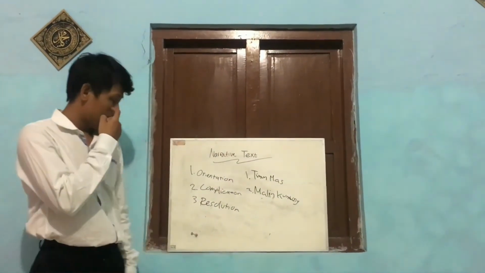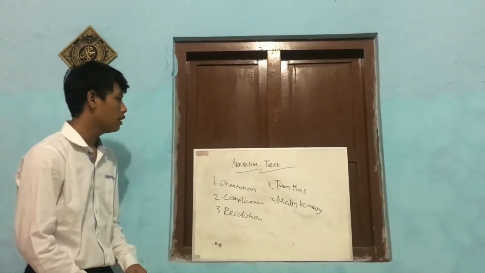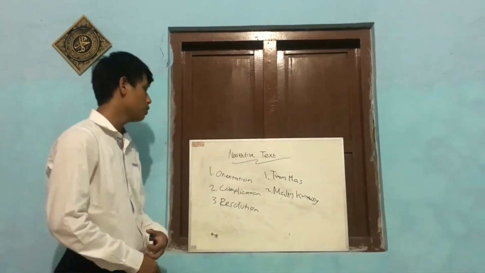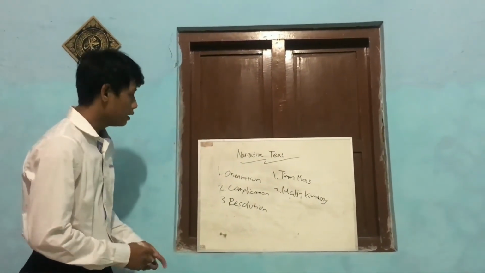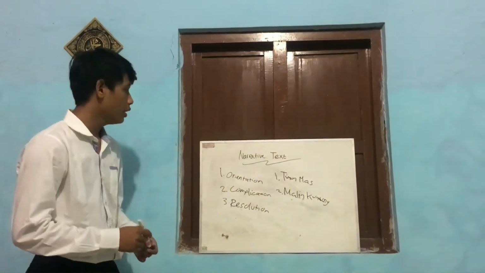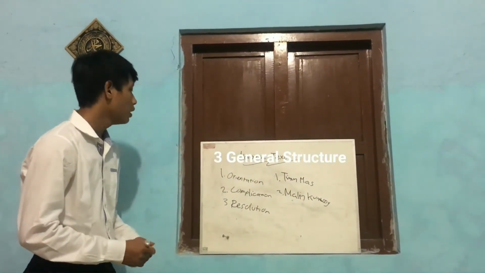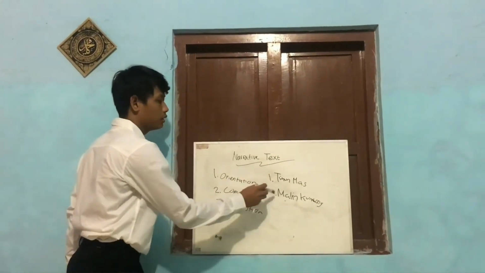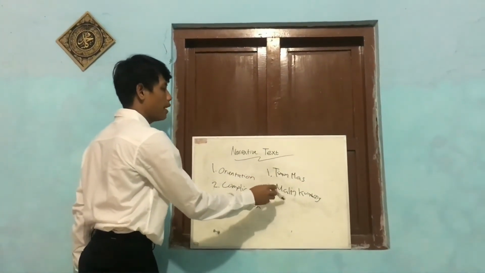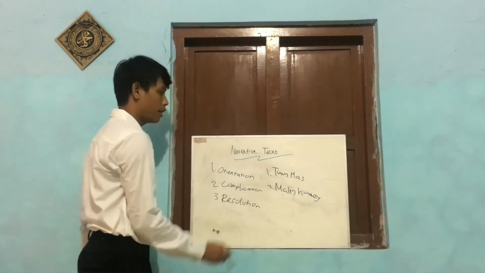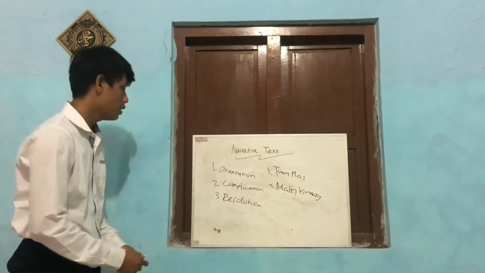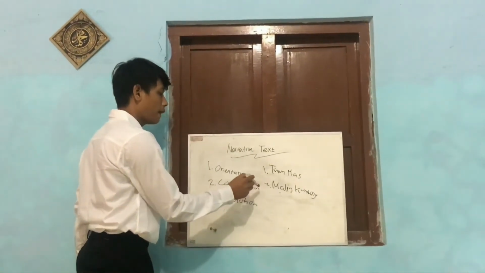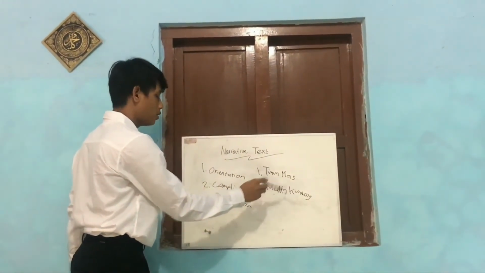And that's all. The narrative text is a fictional story written to entertain the reader. In the narrative text we have three general structures, and the first is orientation. It is an introduction of the main character, the place, the time, and the background of the story. And second is complication. It is the problem or conflict in the story.